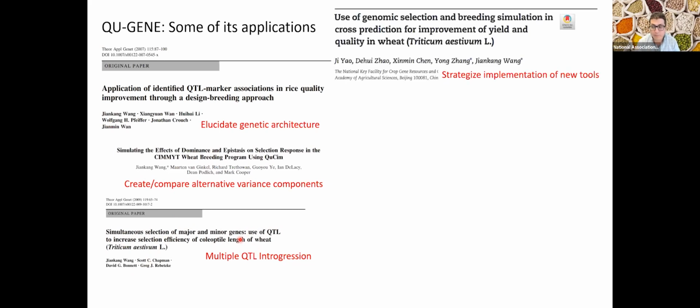And in this paper, they wanted to understand whether the discovery of a series of QTL on coleoptile length would also enhance performance in breeding. We can also use it, of course, to strategize the implementation of new tools such as genomic selection.